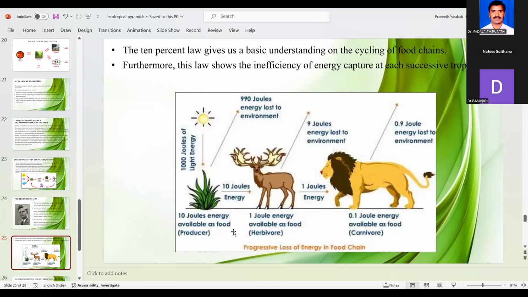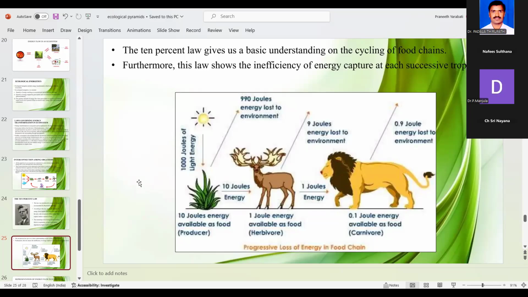From this 10 joules of energy, the herbivores, that is, the primary consumers, get only 1 joule of energy. From this 1 joule of energy, the carnivores get only 0.1 joule of energy available as food. So as the trophic level increases from one to another, the amount of energy decreases, and at each trophic level it gets only 10%. Hence it is called the 10% law. Compared to the carnivores, the producers have more energy.